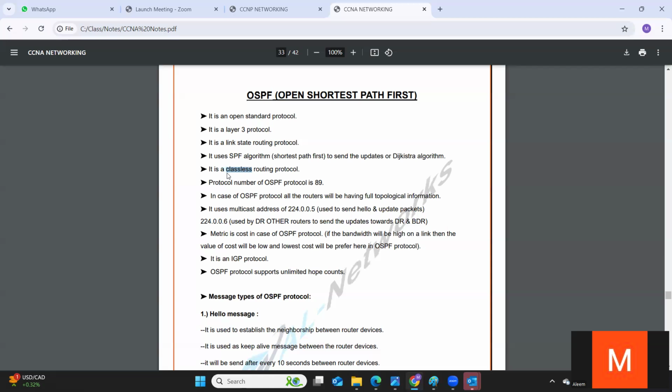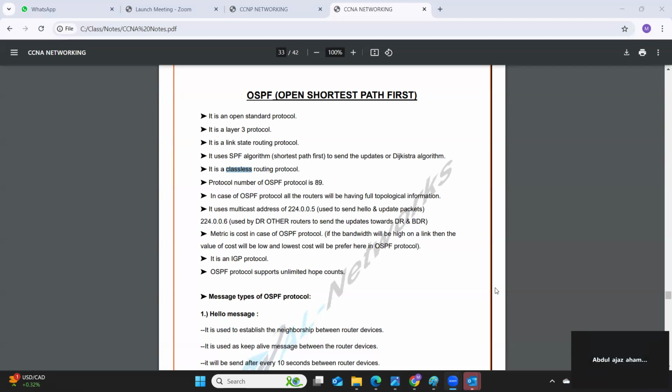What does that mean? Classless routing protocol. What does it mean? Classless routing protocol, Monica? What is a classless and classful? Difference between classless and classful? Anyone can answer. Yamuna, or anyone.